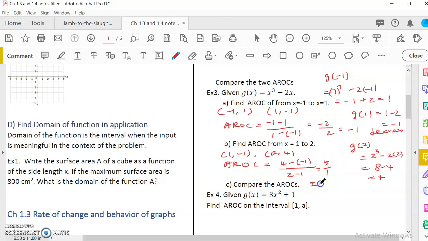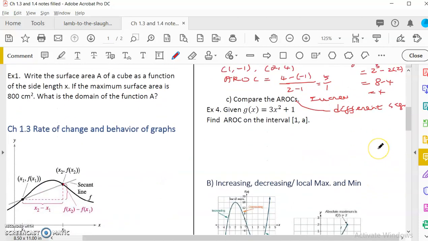So this is increase. So we can compare the AROC. We say from -1 to 1, y actually decreased. They have different signs. And from 1 to 2, actually it increased. Okay, so AROC is very useful. No matter how your graph fluctuates, if you only want to look at how much a particular function increases or decreases, you can do AROC.